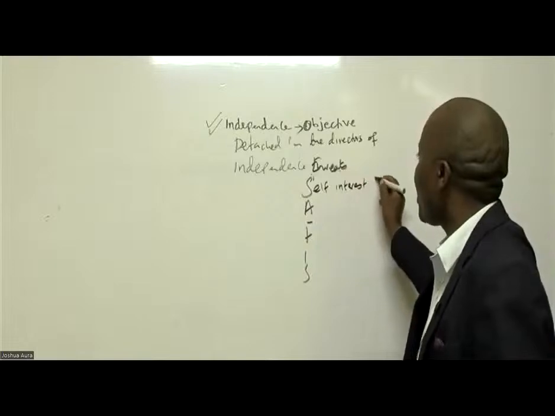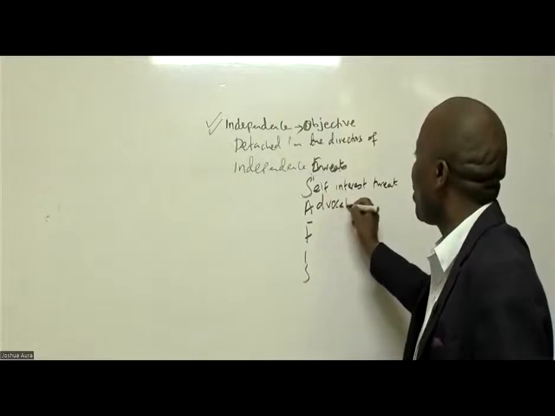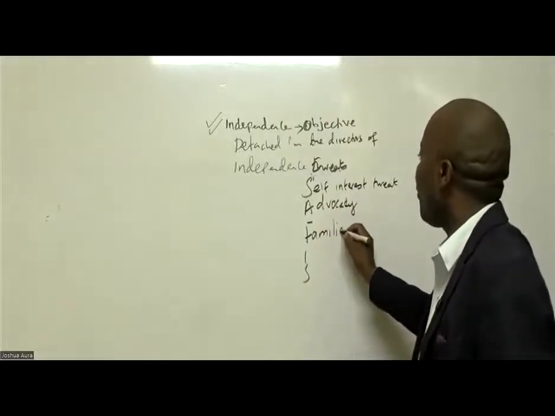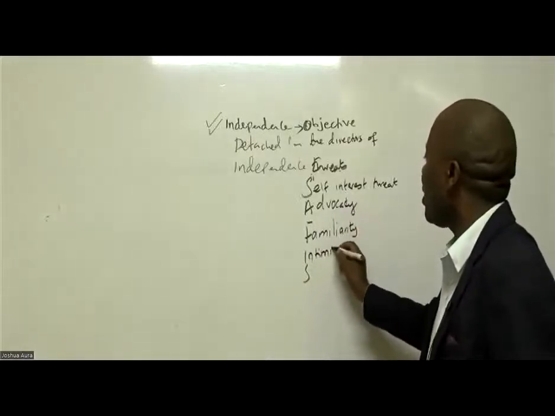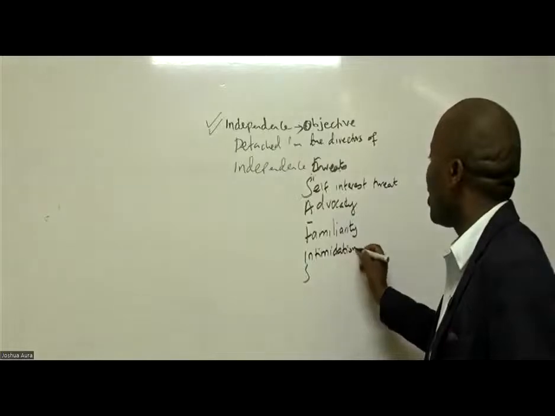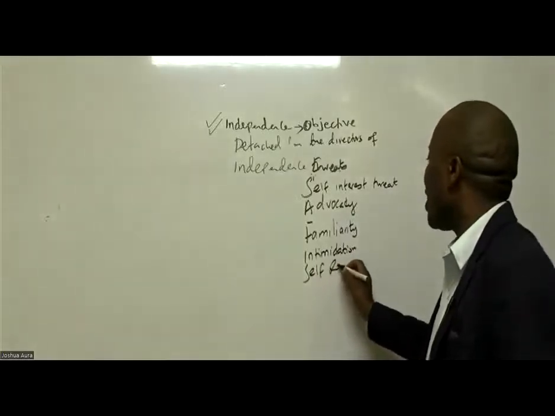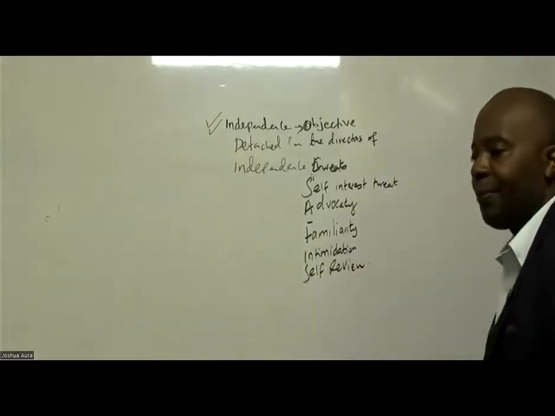The second one is what we call advocacy. The third one is what we call familiarity. And then we have what we call intimidation. And then of course we have what we call the self-review threat.